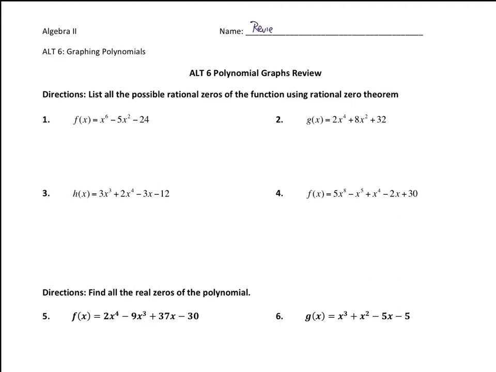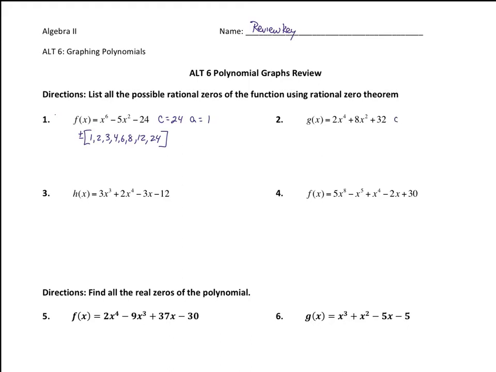So this is the review key for learning target 6, polynomial graphs. First thing we're going to do is use the rational zero theorem to list our possible zeros. So start off with C and A. C is 24, and A, which is the leading coefficient, or the number in front of our first term, is 1. So it's C divided by A, and so our list is just plus or minus 1, 2, 3, 4, 6, 8, 12, and 24, all the factors of 24.